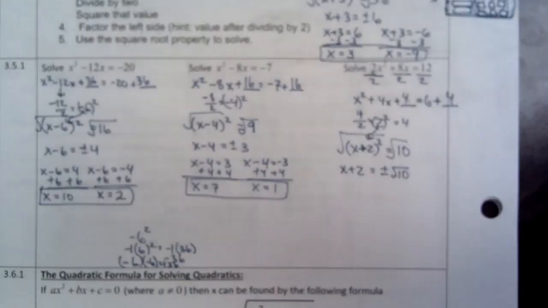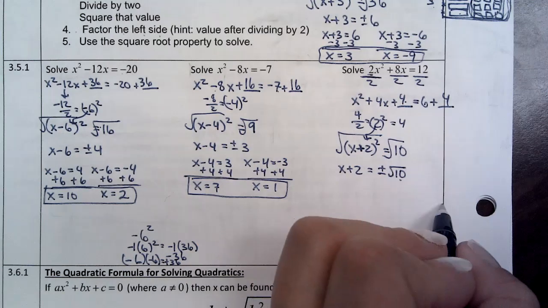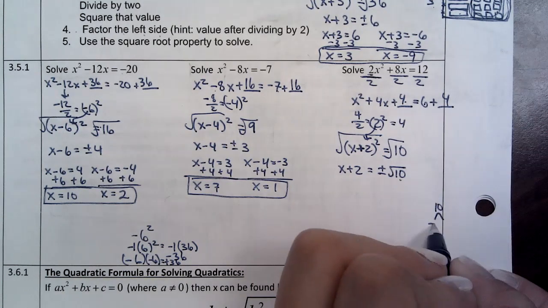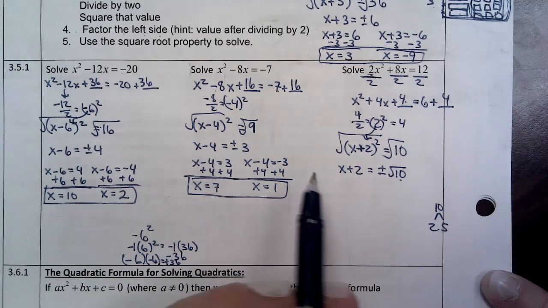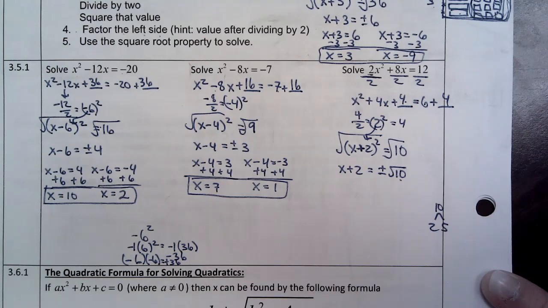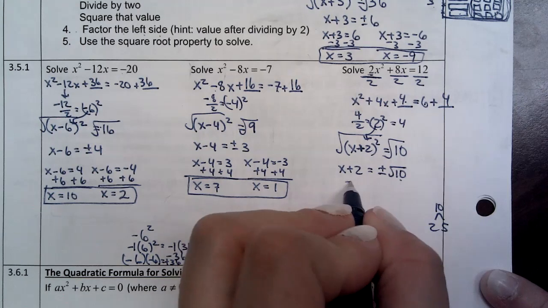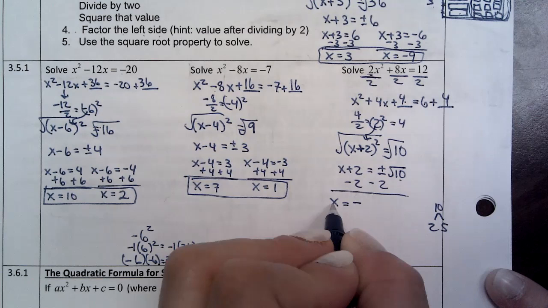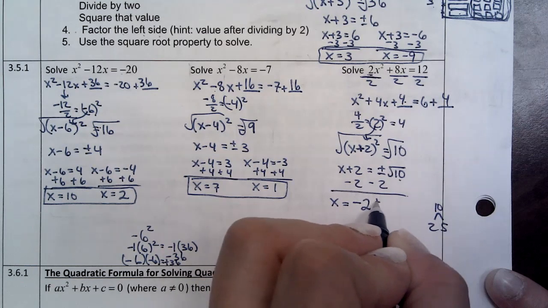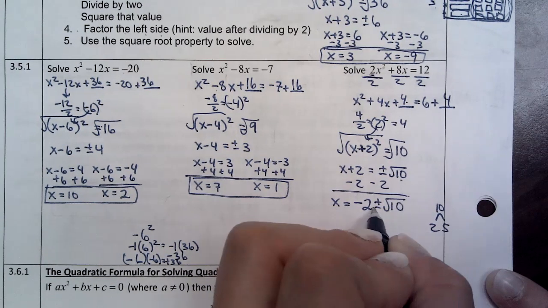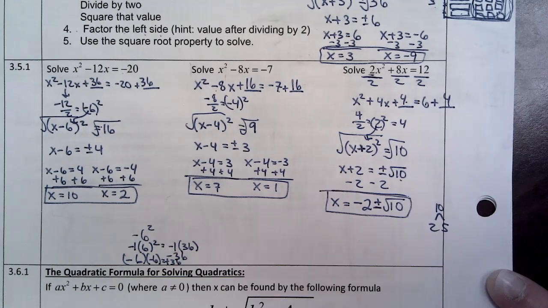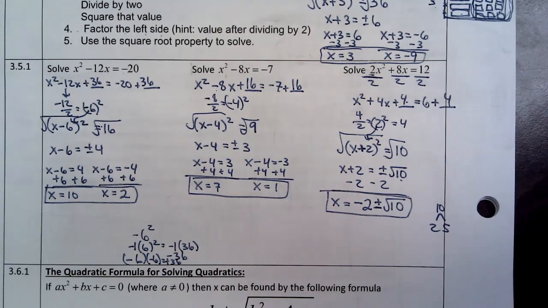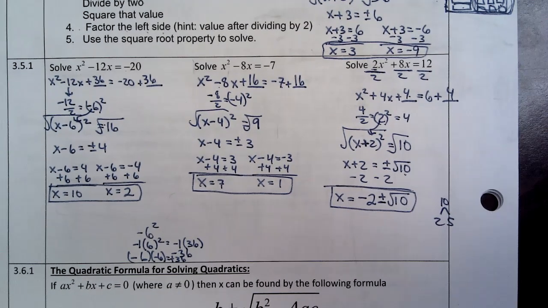Well, let's see if we can break this down. 10 breaks down to 2 times 5, so I can't simplify the square root of 10 any more than it already is. So I'm going to leave it just like that. I'm going to subtract 2 from both sides, and my final answer then will be x equals negative 2 plus or minus the square root of 10. Do not change it to a decimal. That will not be exact form. We want exact form here, which is always going to be radicals.